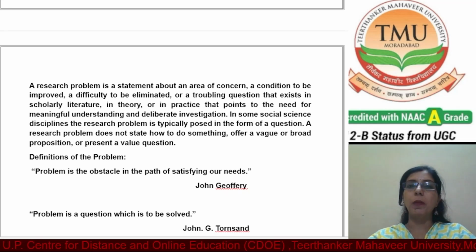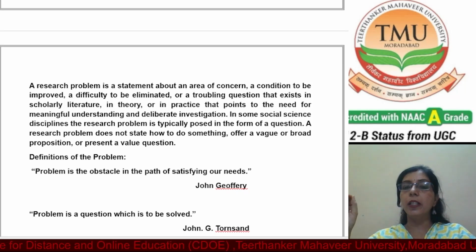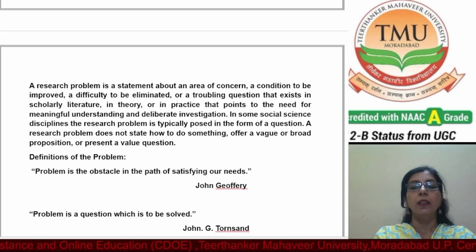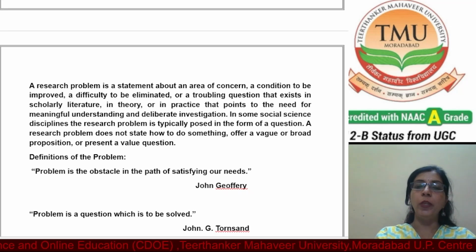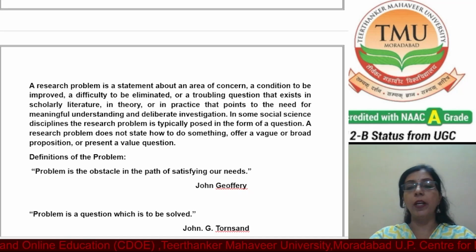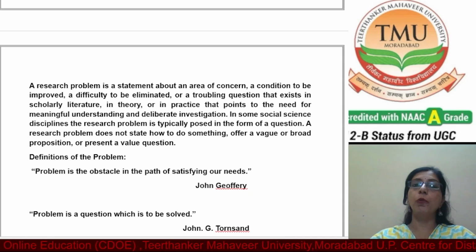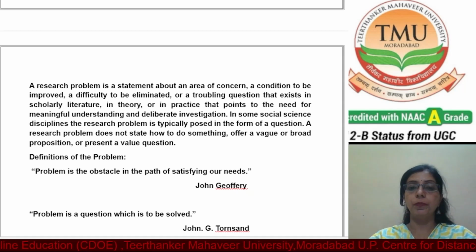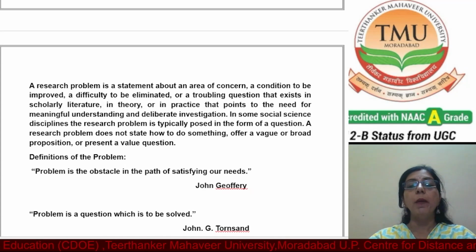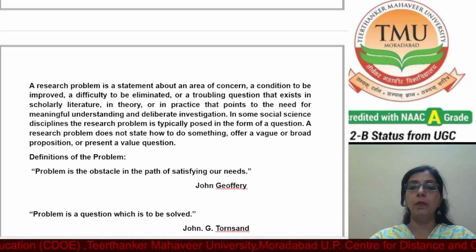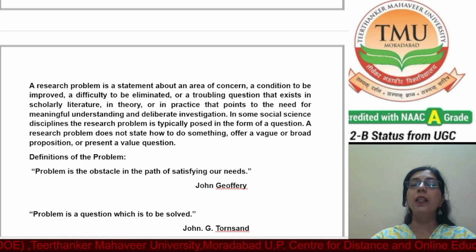So, a research problem is one wherein a researcher is required to find out the best solution for a given problem. That is, to find out the best course of action by which the objective can be attained optimally in a given situation.